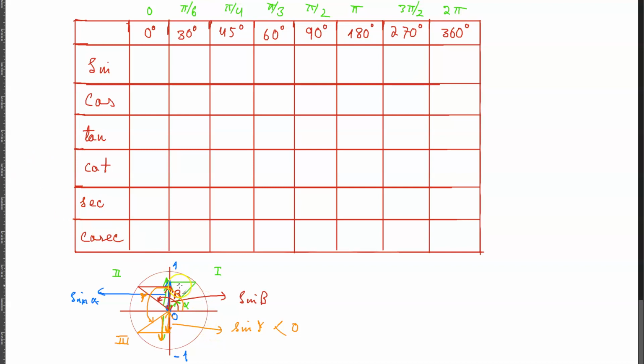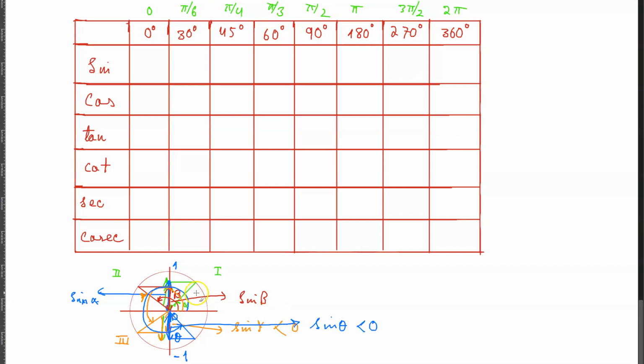And then if you have, for example, some angle in the fourth quadrant like this, let's call it, I don't know, theta, then you can draw a perpendicular to the vertical axis, and this length on the vertical axis would be the sine of theta, which is again a negative value.